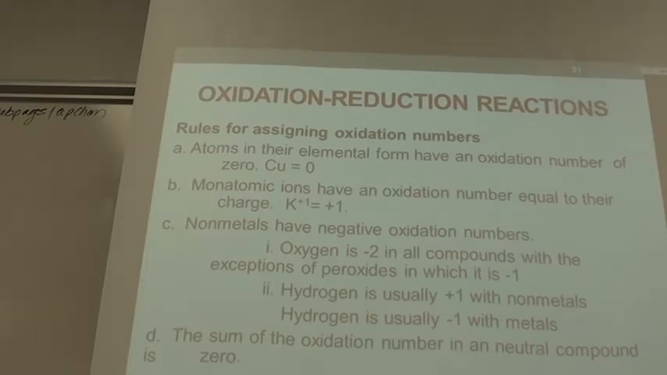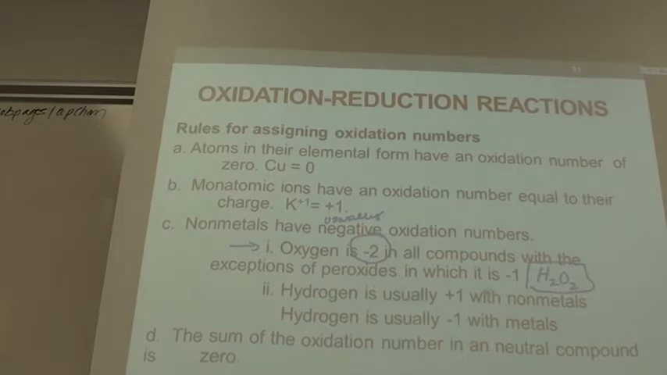Nonmetals usually have negative oxidation numbers. Oxygen, this is really important, has a -2 oxidation number in all compounds, with the exception of peroxides when it is -1. Here is the only peroxide you have to worry about: hydrogen peroxide. If you see oxygen in any other compound on the planet, for right now, that is not H2O2, its oxidation number is -2.